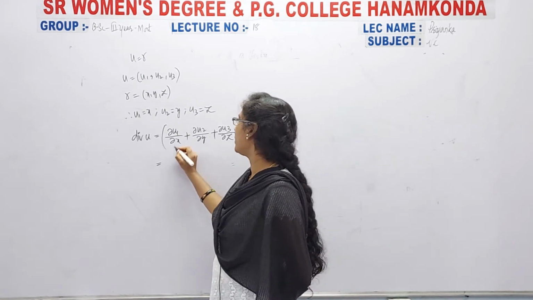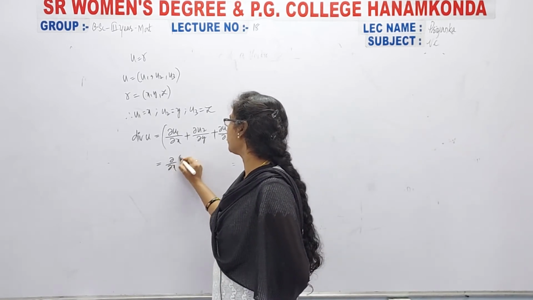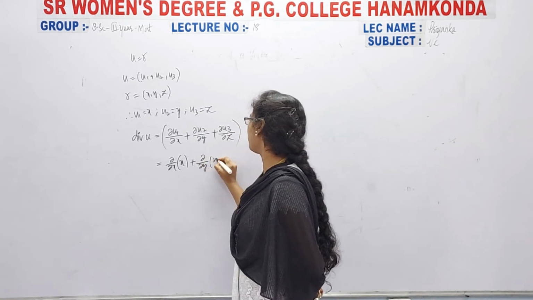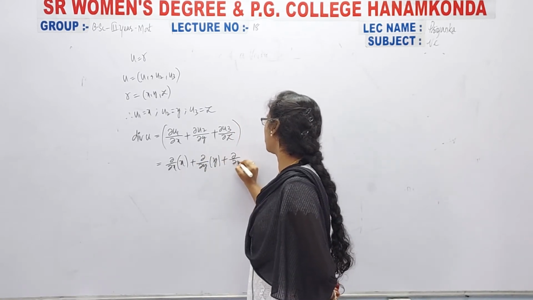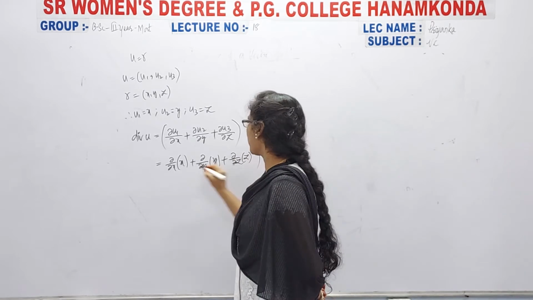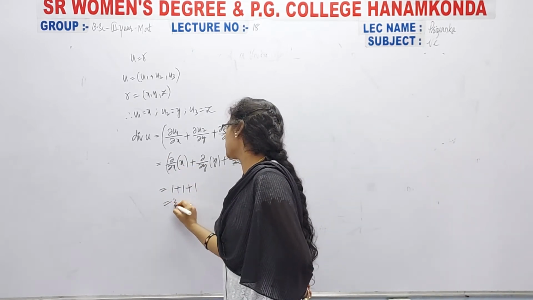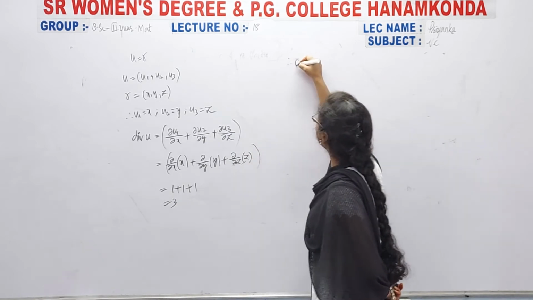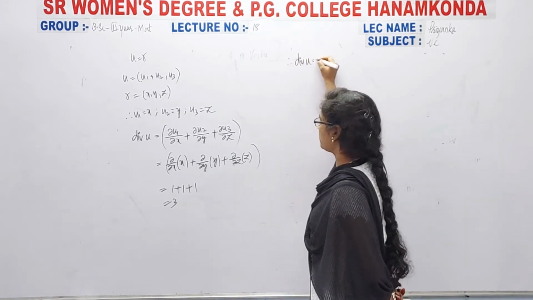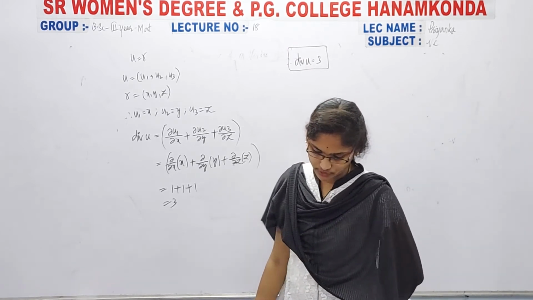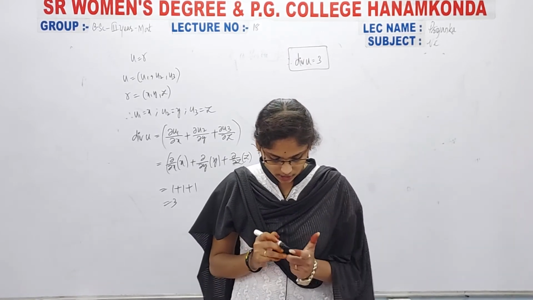Okay, now ∂u/∂x, so what is u1 here? x. Plus ∂/∂y of y, plus ∂/∂z of z. Okay, so now here 1 plus 1 plus 1, which is equal to 3. Therefore the divergence of u is equal to 3. Now finally we have that the divergence of u is equal to 3. So this is nothing but the grad.